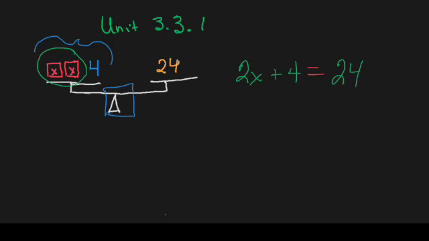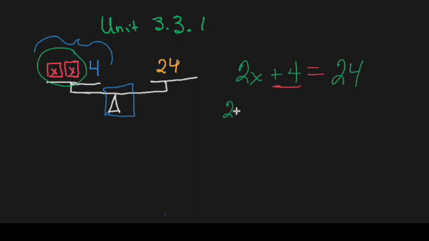Now, what we need to do in order to solve this is we need to get x by itself, or we need to isolate x. And the first thing we want to get rid of is the 4 on this side here, so this 4 right here. So let's rewrite this equation so we can get rid of that 4. And obviously, since we're adding it, we're going to have to subtract 4 from this side.